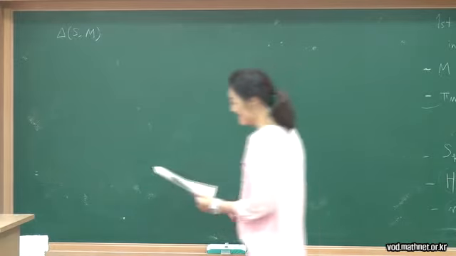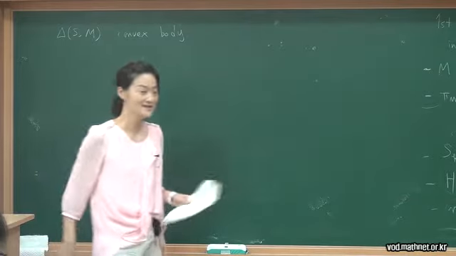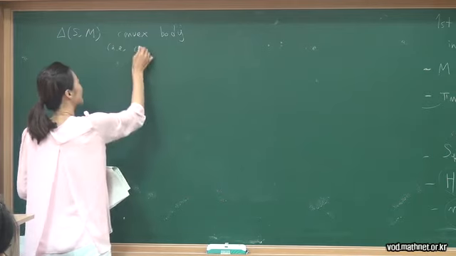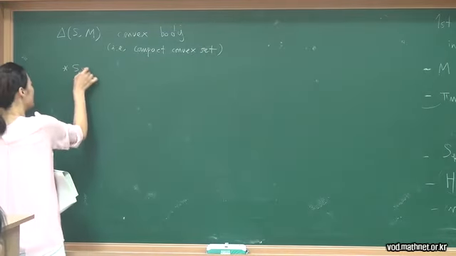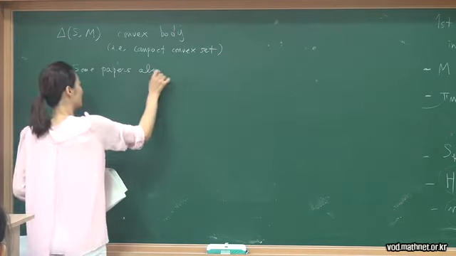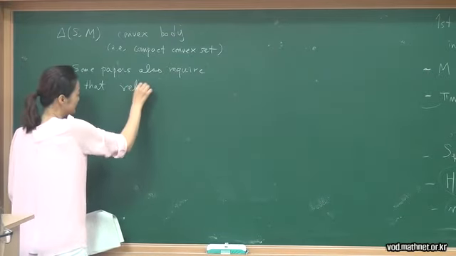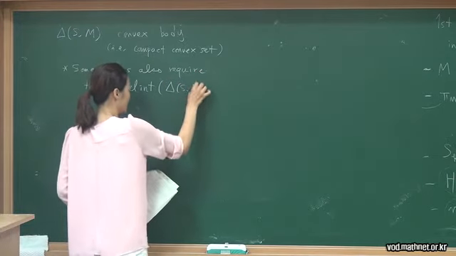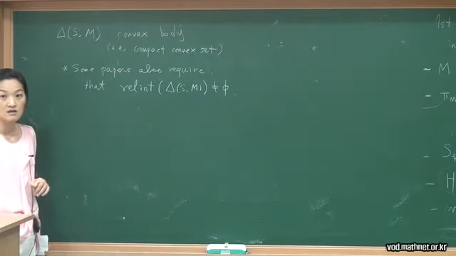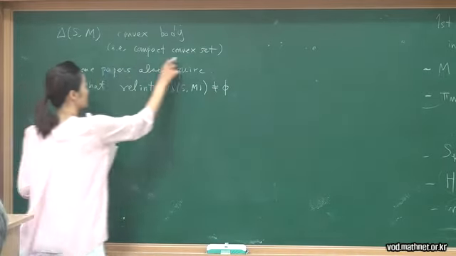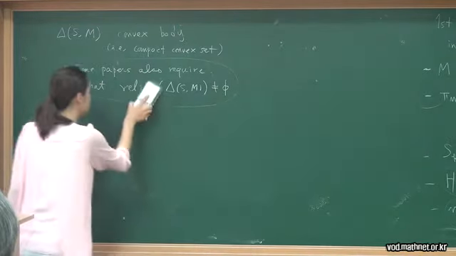And so when is it a convex body? We can call this the Newton-Okounkov body. Convex body means it's convex and compact. Some papers also require that the interior of that is not empty. Here we don't. Sorry, not relative interior, just interior.